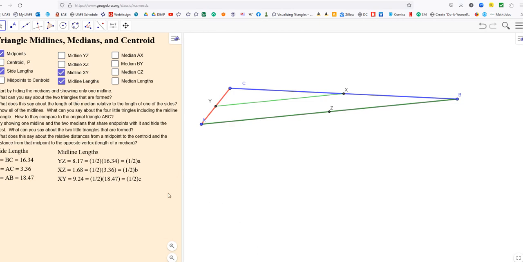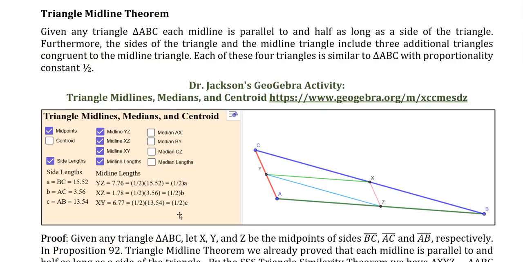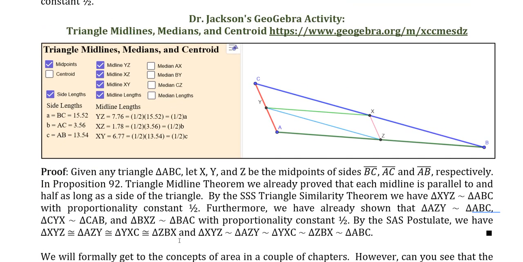Actually, I think we've already proved this in an earlier video, proposition 92 from my list, the triangle midline theorem. If you look that video up a little earlier in the playlist, we already proved that each midline is parallel to and half as long as the side of the triangle. So by the side-side-side triangle similarity theorem, we have triangle XYZ is similar to triangle ABC with proportionality constant 1/2.